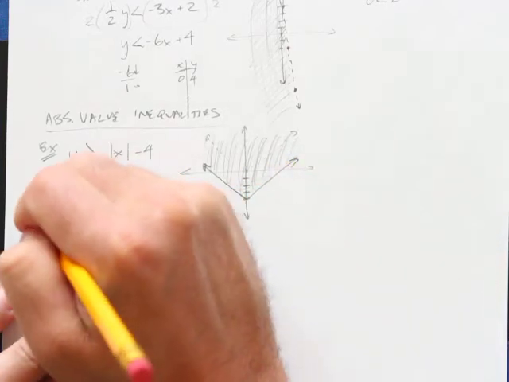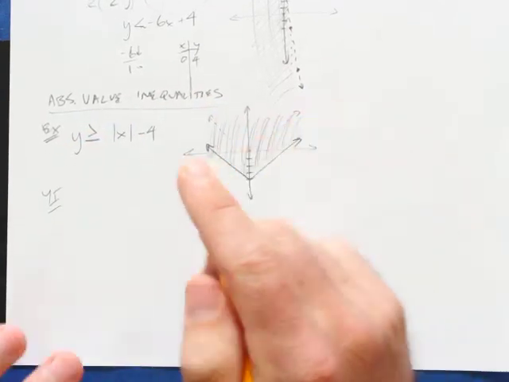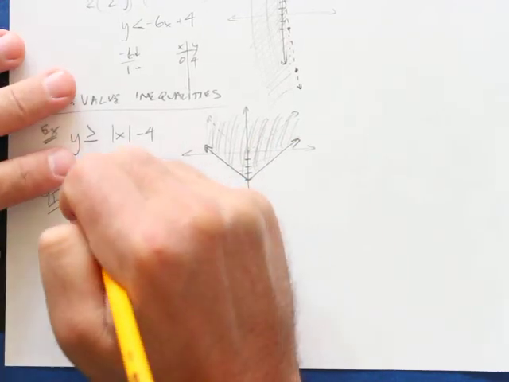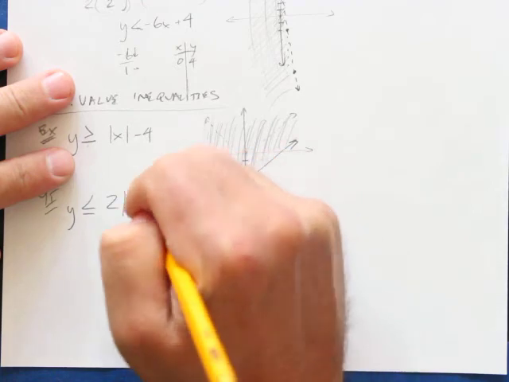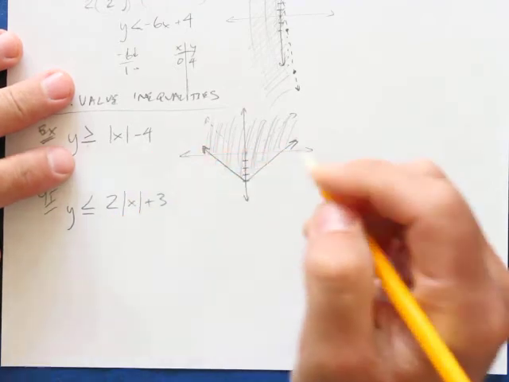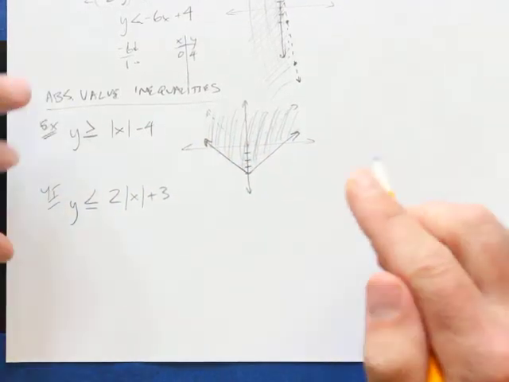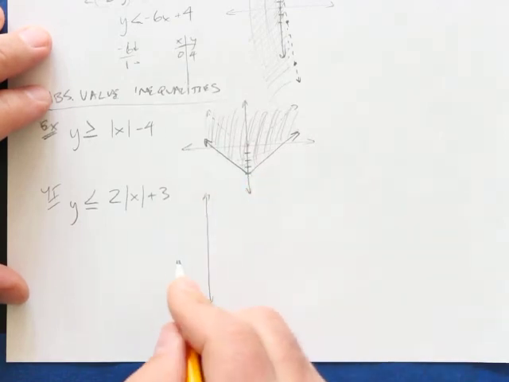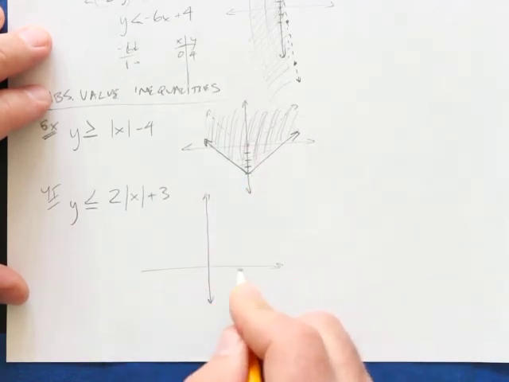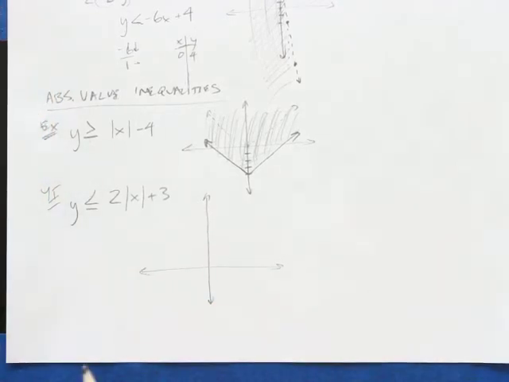You try one. This is the last one here. y is less than or equal to 2 times the absolute value of x plus 3. Start with the coordinate plane and go ahead and get to work.